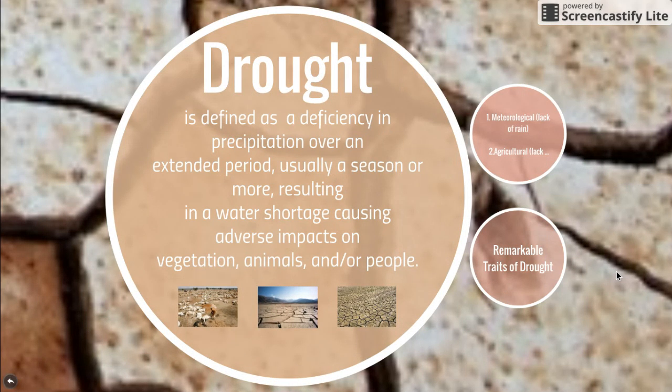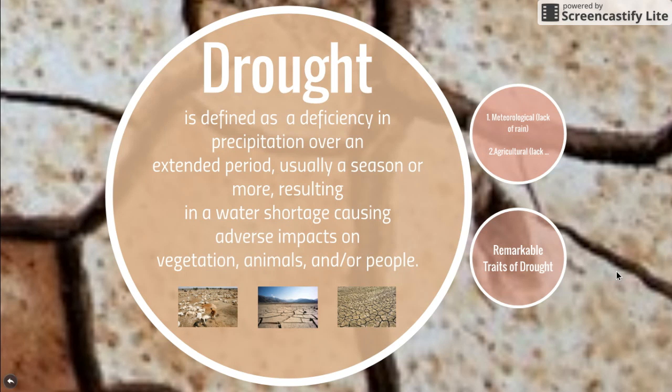Drought is typically defined as a deficiency in precipitation over an extended period, usually a season or more, resulting in a water shortage causing adverse impacts on vegetation, animals, and/or people. They are usually reoccurring in certain areas of the world with drier climates, but are possible anywhere else. Scientifically, droughts occur when evaporation and transpiration, water which will travel through soil and plants into the air, exceed precipitation over a certain length of time.